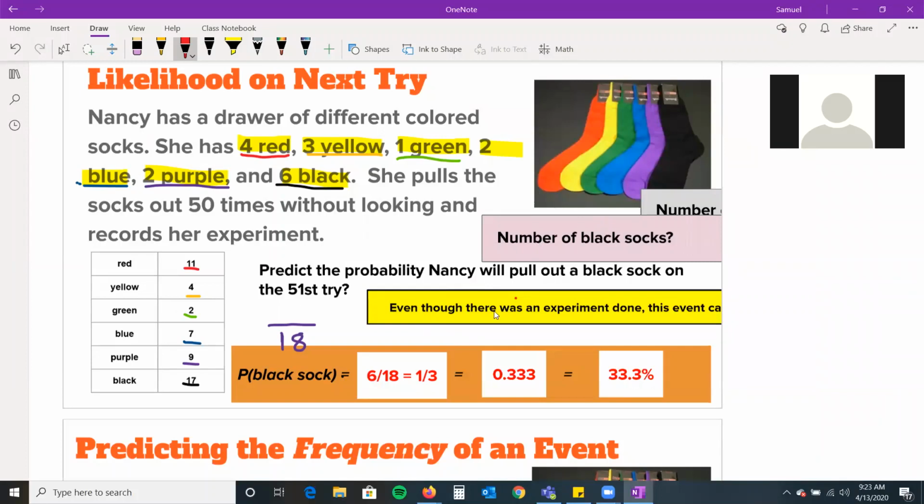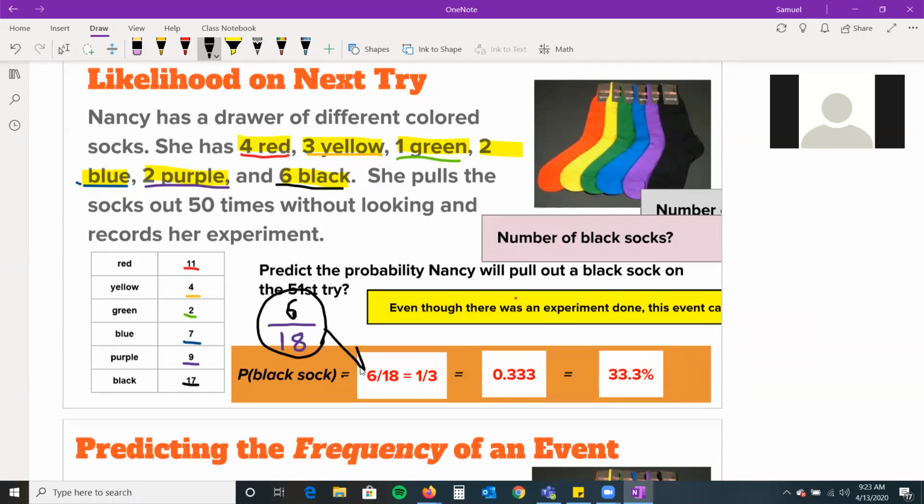But we have to think about what the probability of just getting the 51st draw is. Okay, and it's just as random as any other, just like rolling a die or flipping a coin. So the number of black socks she has is 6. Got 6 total black socks, and then the number of total socks is 18. She's still drawing one sock out of 18, and then replacing it, mixing it up, drawing one. So the theoretical probability of getting a black sock is 6 out of 18.